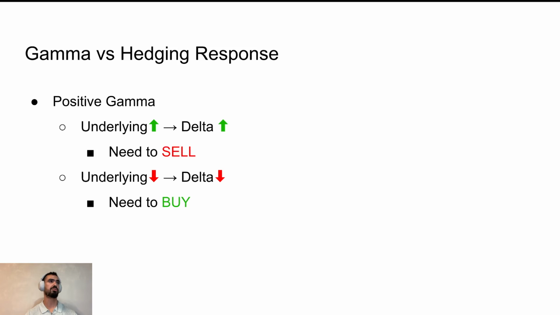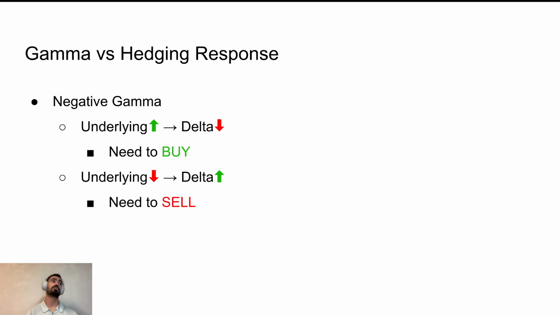So in a positive gamma environment, the hedging response is opposite to the price move. If price is going up, market makers are going to be selling. If price is going down, they're going to be buying. It's as simple as that. There's nothing fancy. This can be summarized just by that here.